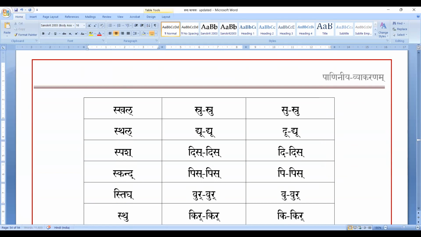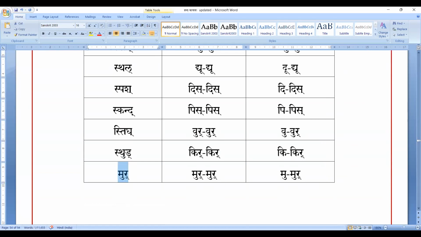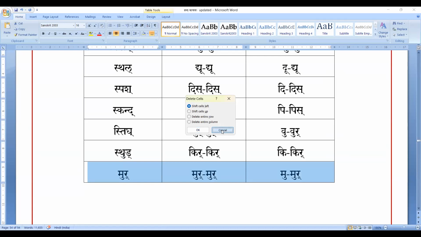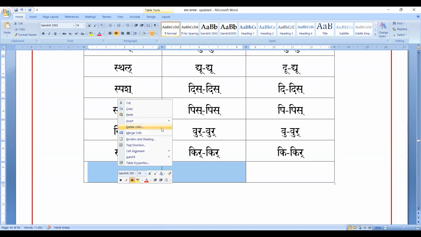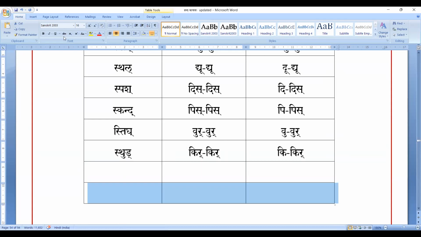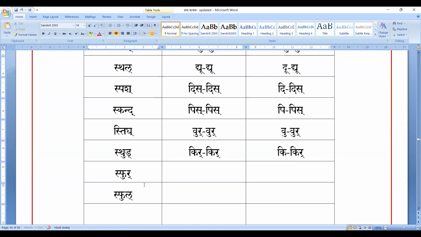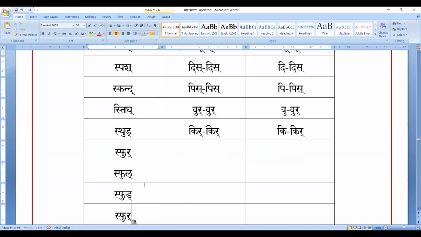Stig, Kistig. Stud dhatu, Pustud, Tustud. You can check the dhatu meaning later, or I will add it later. All these are shad purvaha kai dhatus. So stud, then spur, Puspur. Spul, Puspul. Spud, Puspud.